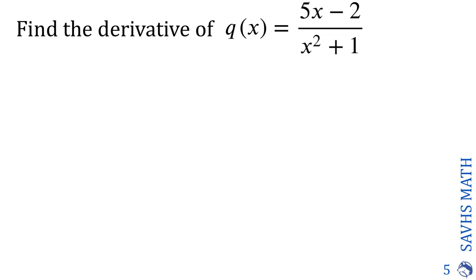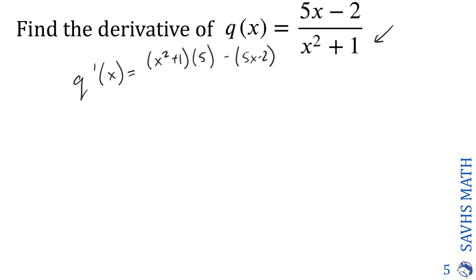All right. This one is a rational function where the denominator is never 0. So that's kind of nice because we won't have to deal with any spots where that's an issue. So bottom d top, all right, q prime of x is equal to bottom d top, which is 5, minus top d bottom, which is 2x, over bottom squared. So I'm going to rewrite that as x squared plus 1 quantity squared.